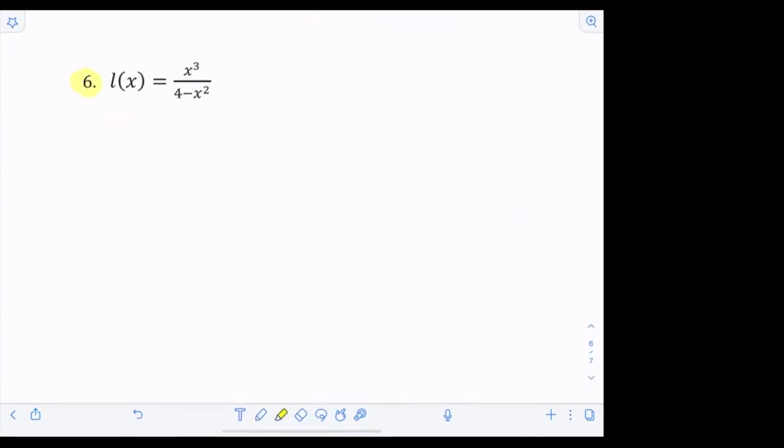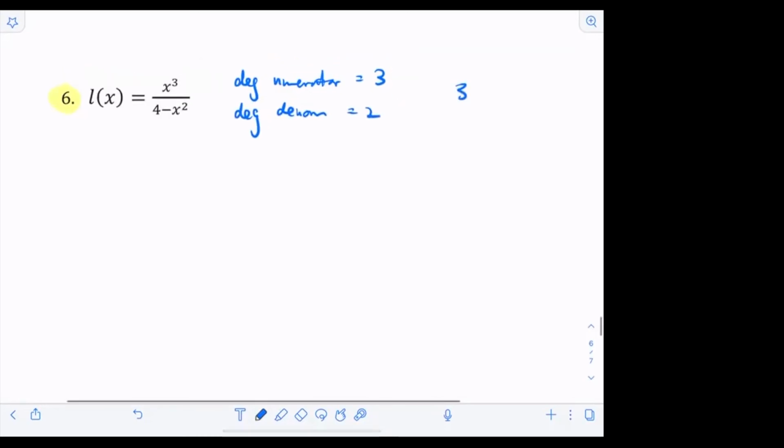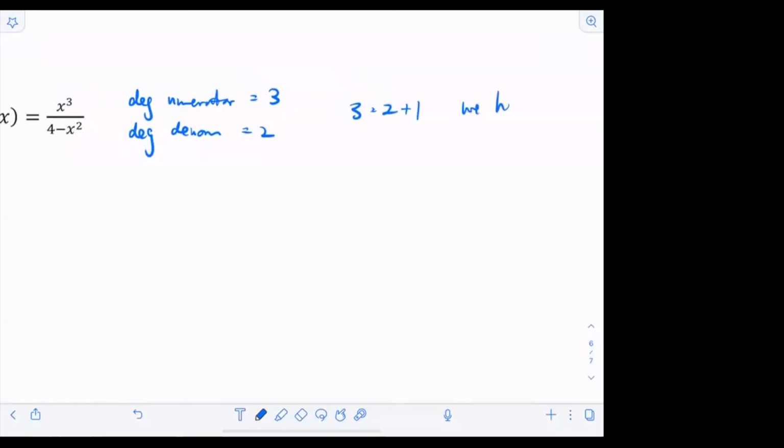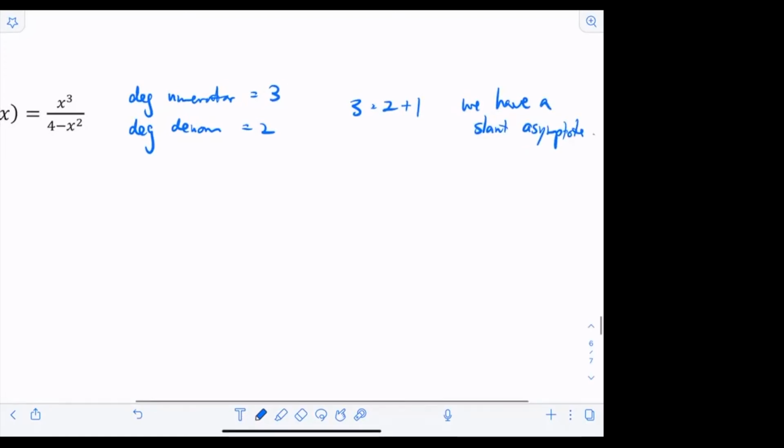Example 6, in this case, I think we will have a slant asymptote because the degree of the numerator in this case is 3. The degree of the denominator in this case is 2. 3 is equal to 2 plus 1. So we have a slant asymptote. So we're going to need to divide.